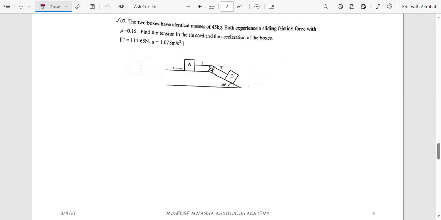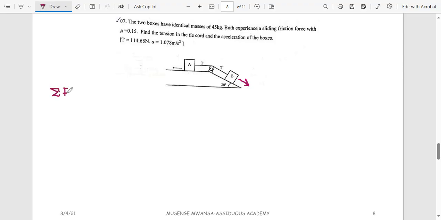Okay, we have got this question here. The two boxes have identical masses, 45 kg. Both experience a sliding friction force with coefficient of friction being 0.15. Find the tension in the cord and the acceleration of the boxes. Because one object is on an incline, these objects are going to be pulled in this direction. Even this one will be pulled in that same direction. So let's start with object A, which is on top of the incline. We look at the net forces acting on that object.